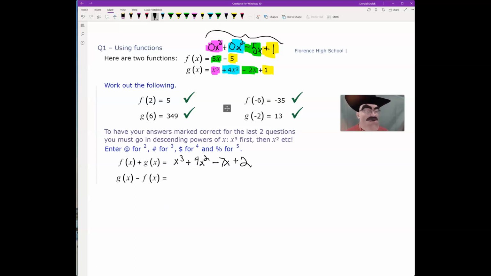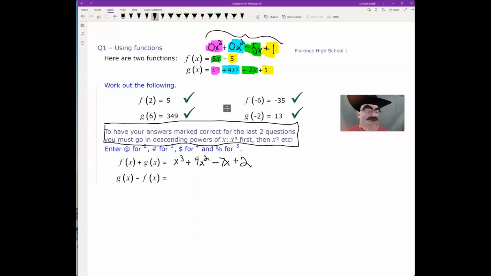All right, now when you're typing these answers in, the answer to be marked correct has to be written in descending powers. So that means the exponent's going to be going down. 3, 2, that has an exponent of 1.